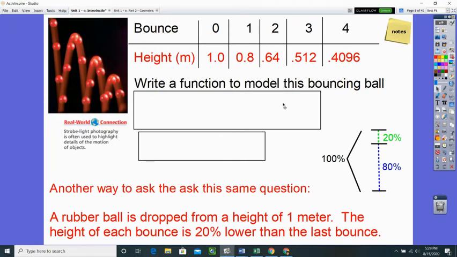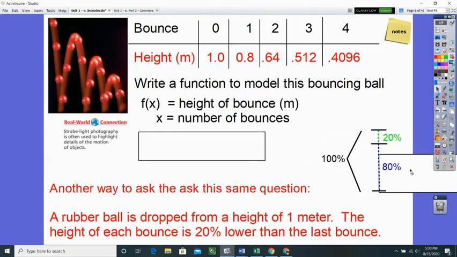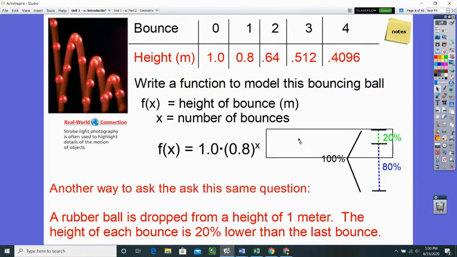So to write a function, we would again define our variables. So I'm going to let f of x be the height of the bounce. And again, now I have to use x for my input. That's going to be the number of bounces. So f of x equals my start height times, and I need a decay factor this time. It's going down. So it would be that 0.8 we just talked about, how much remains, raised to the x. And then I could find out how high it is off the ground for however many bounces. Of course, in this case, at some point, it will come to a rest due to gravity.